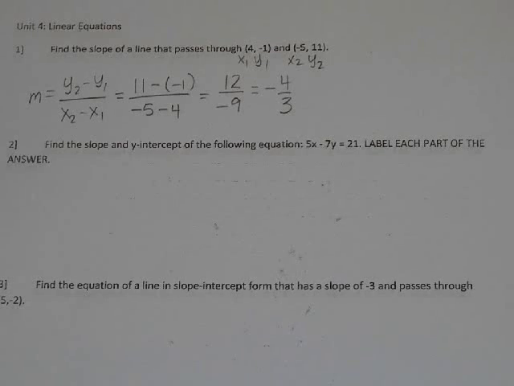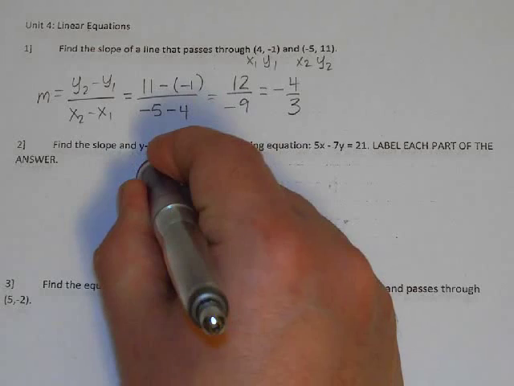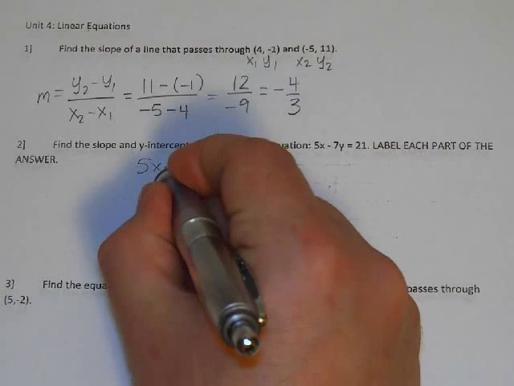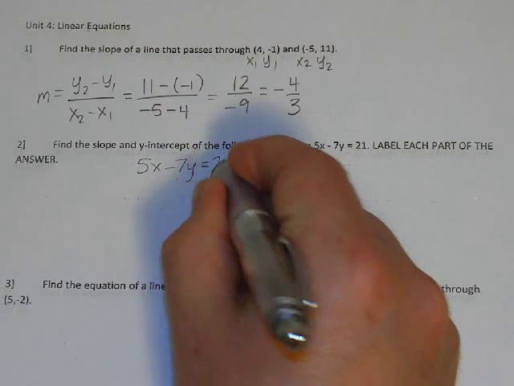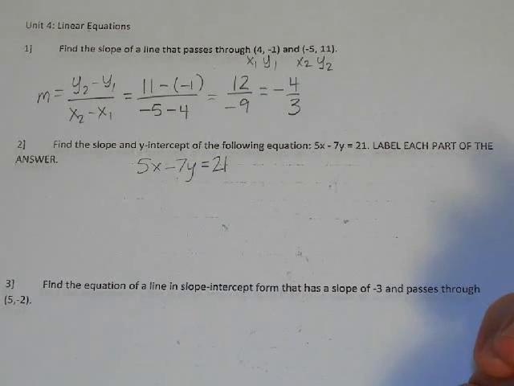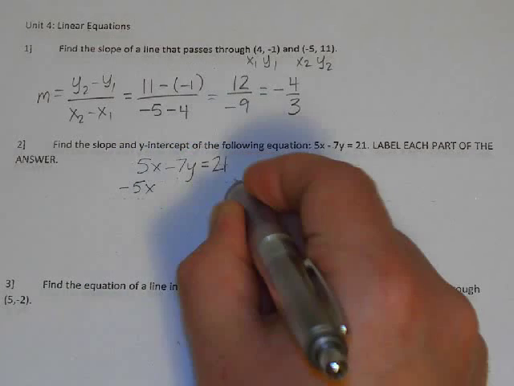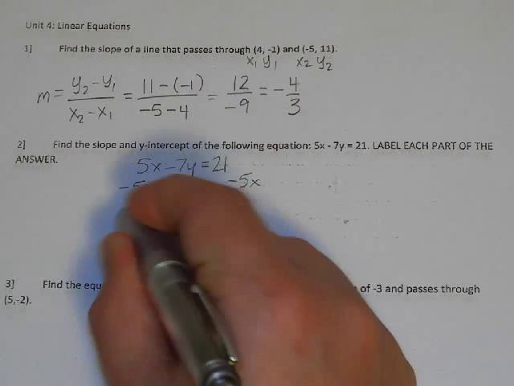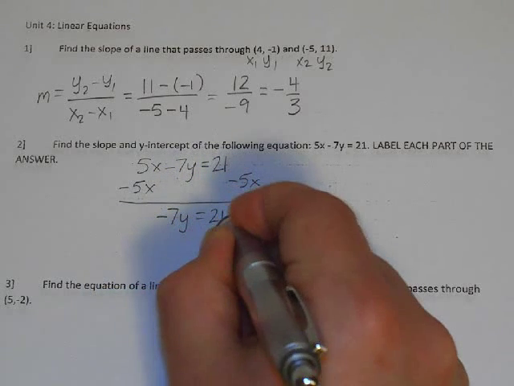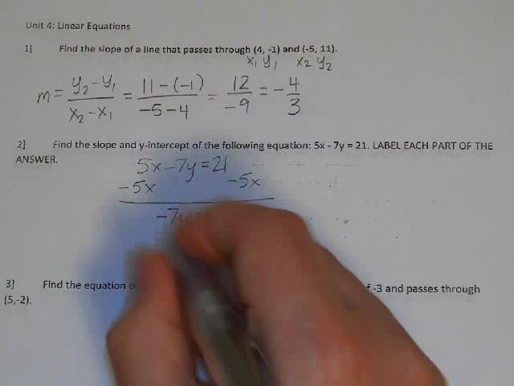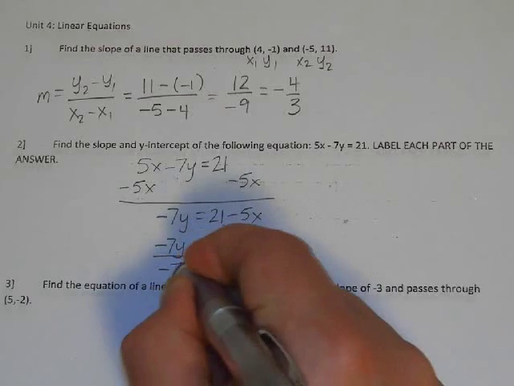Okay, number 2, I want you to find the slope and the y-intercept of the given equation. The easiest way to identify the slope and the y-intercept is to get it in slope-intercept form, or at least solve for y. So to solve for y, I'm going to subtract 5x from both sides. I get negative 7y equals 21 minus 5x. And then I'm going to divide both sides by negative 7.